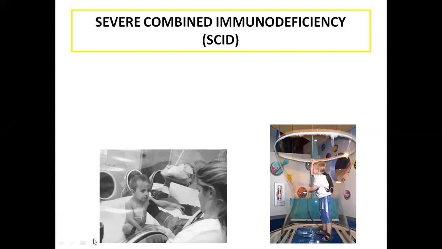So what happens in this severe combined immunodeficiency? इसमें होता क्या है basically? Adenosine deaminase deficiency होती है, and adenosine deaminase क्या कर रहा था? What was the job of adenosine deaminase?